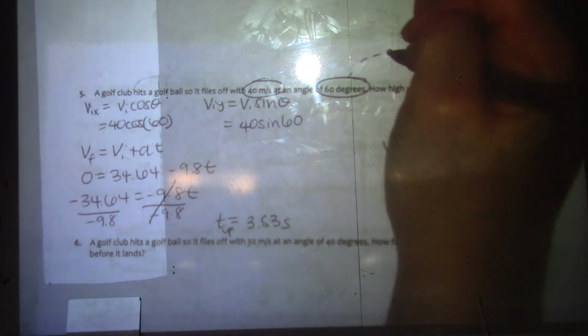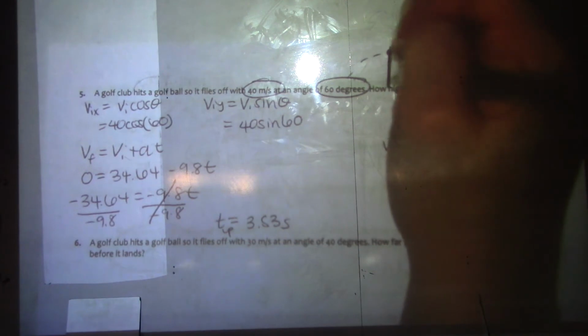VF equals VI plus AT, because I have VI, VF, and A, and I'm looking for time. VF is 0. I want to make sure I'm using only y values, right? It's the whole purpose of making the chart. Minus 9.8t. Subtract this over. Now I'm ready to divide by negative 9.8. And time is equal to 3.53 seconds. Now that's the time it takes to go up, right, until the y velocity is 0.